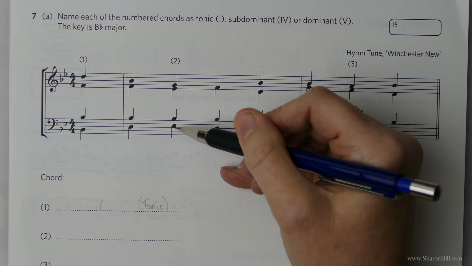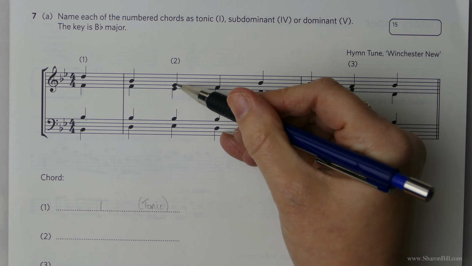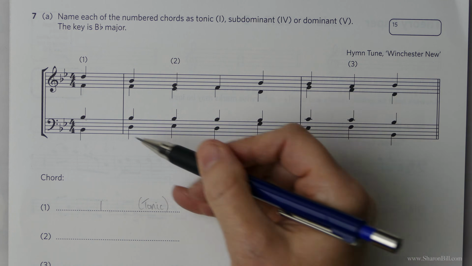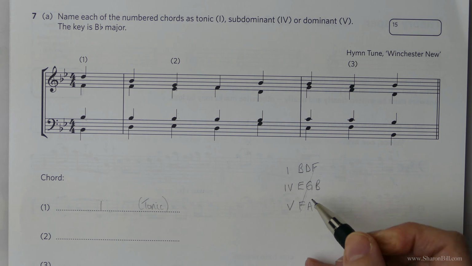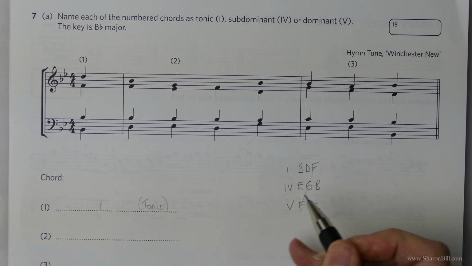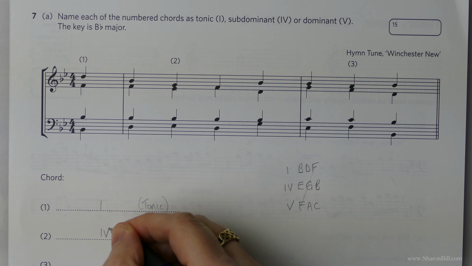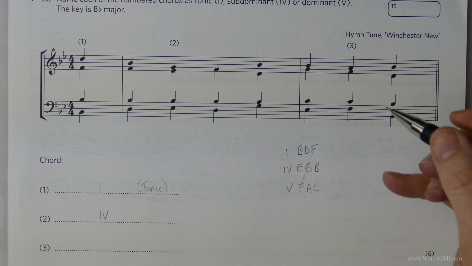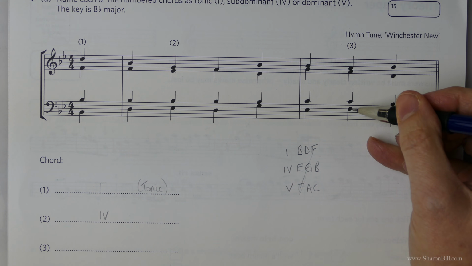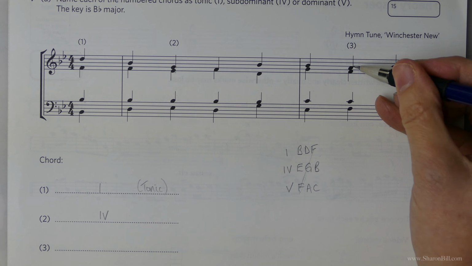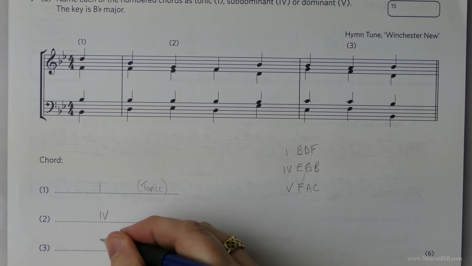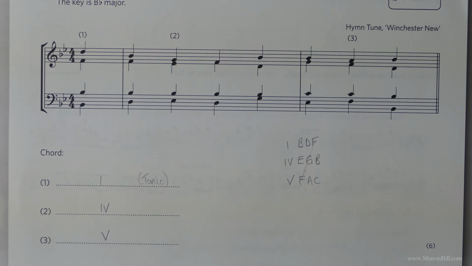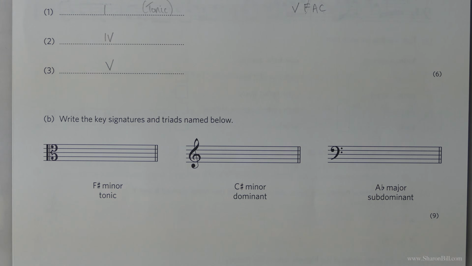So here we have an E, B, G and E. Of course there's E flats and B flats, but your key signature deals with that. And so we can see that's a chord 4. All of those notes are allocated there. And then finally we have an F, a C, an F and an A, chord 5. Job done.